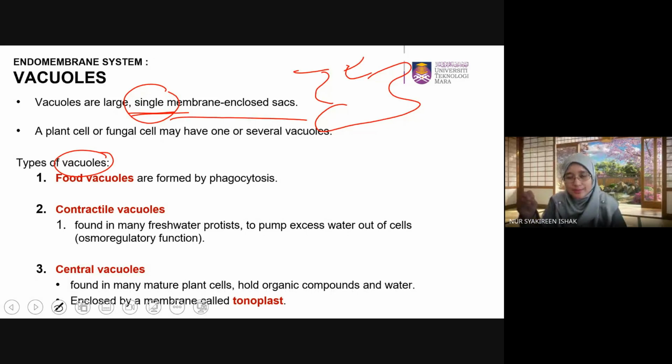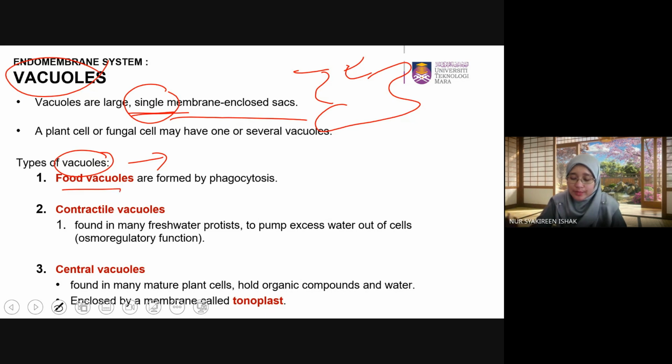A vacuole is more or less the same as a vesicle. What is different is the size: the size of vesicles is smaller compared to vacuole. Vacuole, the size is bigger. Vesicle, the size is smaller. So that's why we use the term vesicle. Vesicle is smaller in size, vacuole is larger in size. Okay. So 3 types of vacuole.